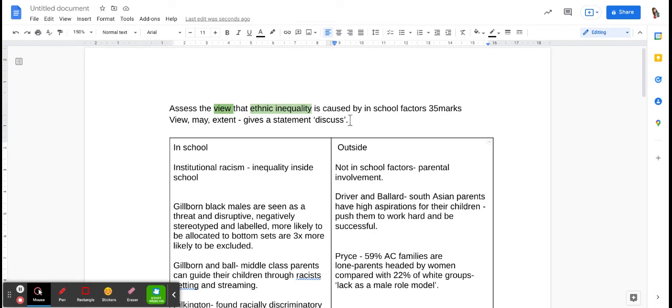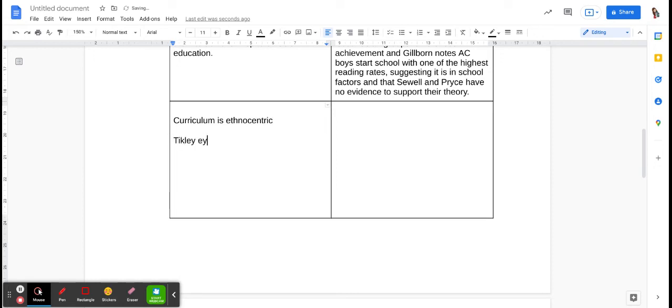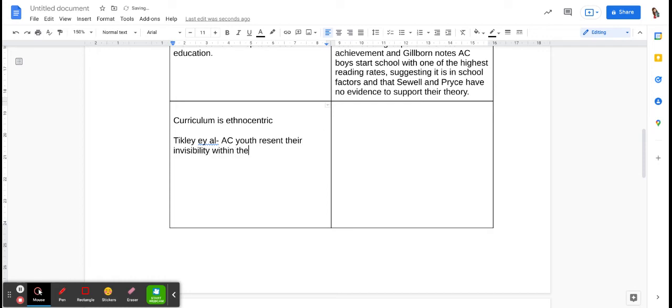So, paragraph 4, is internal school factors. Back again, 4, it is in-school factors that cause ethnic inequality because the curriculum is ethnocentric. Particularly et al. found that Afro-Caribbean youth resent their invisibility within the curriculum, and there is a focus on white achievements.